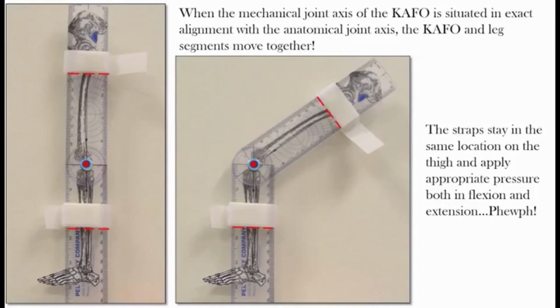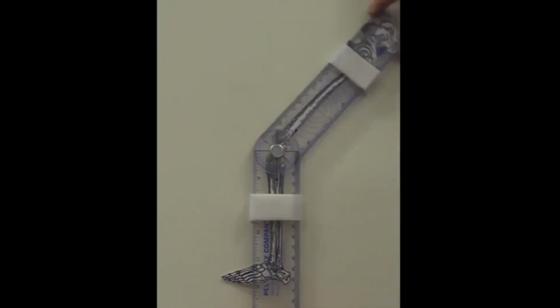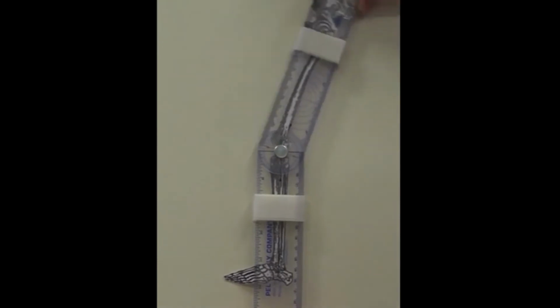When the mechanical joint axis of the KFO is situated in exact alignment with the anatomical axis, the KFO and leg segments move together. The straps stay in the same location on the thigh and apply appropriate pressure both in flexion and extension. Here's a brief demonstration of the previous information.